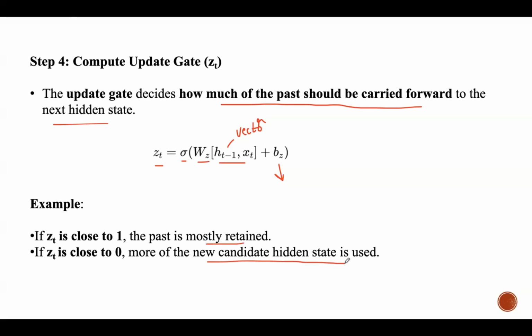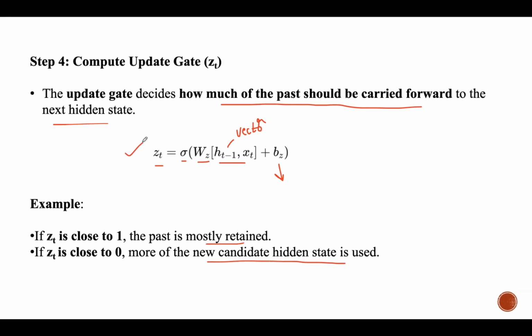So the model replaces the past information with new candidate memory if this zt value is close to 0. And if this value is close to 1, then it ignores most of the new update and just keeps track of the past hidden state only. So that's the main difference. Why we need this zt is that we'll use it in the hidden state update equation. We'll see this part in step 5.